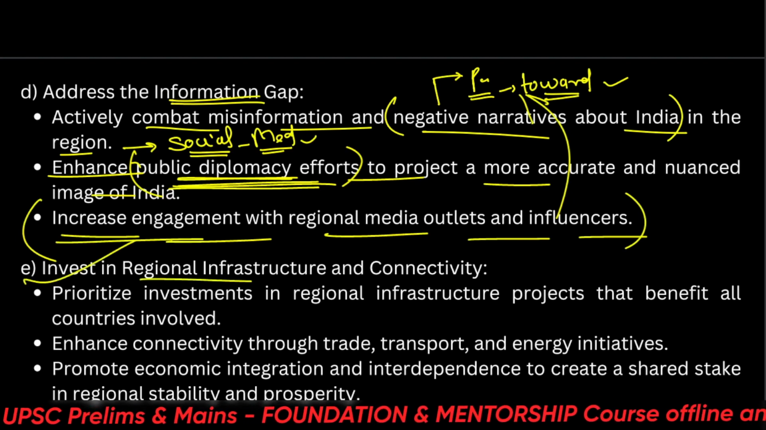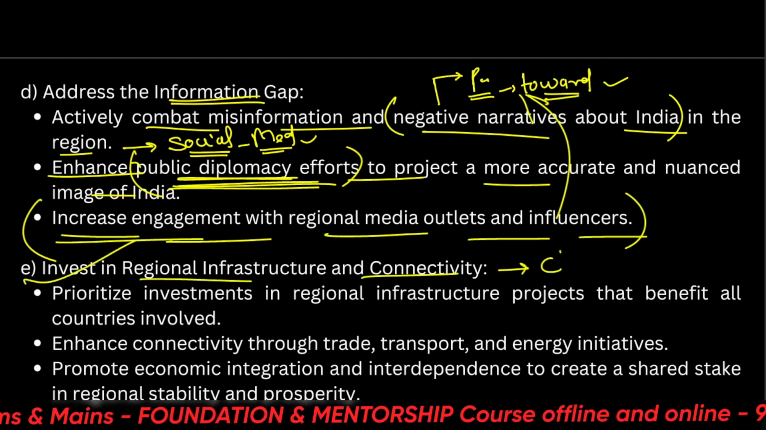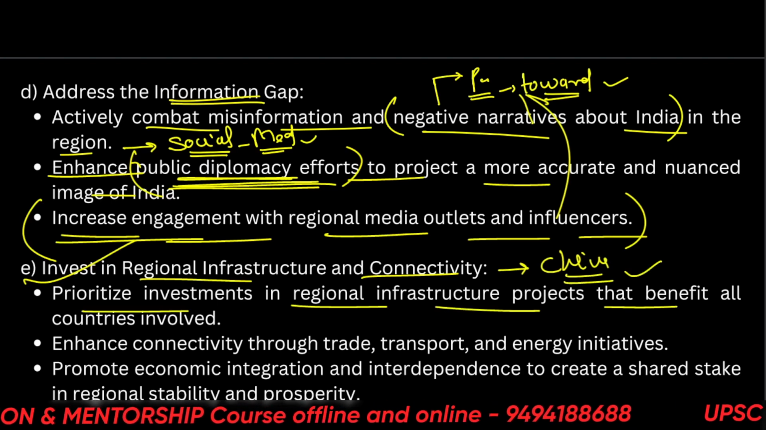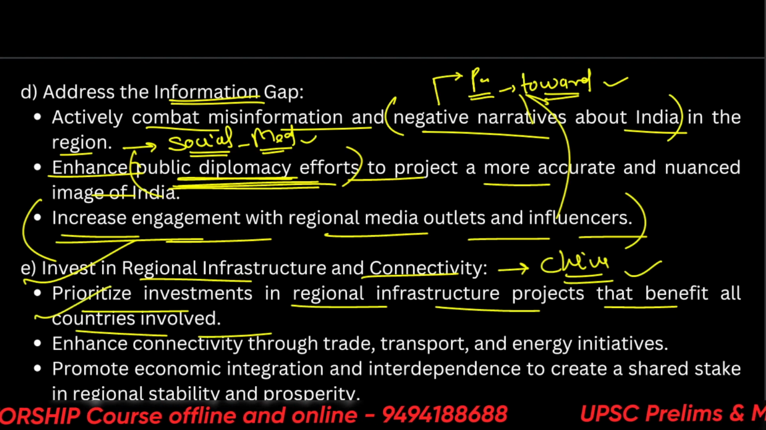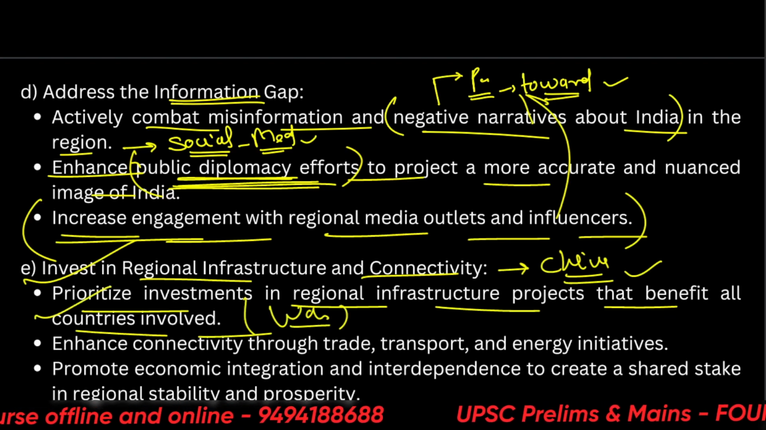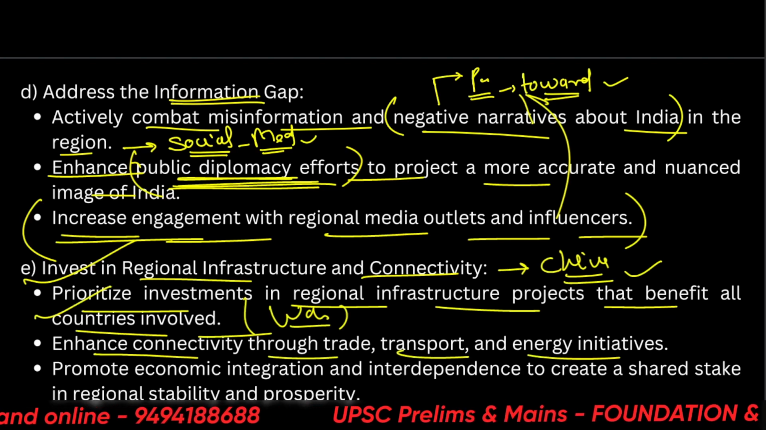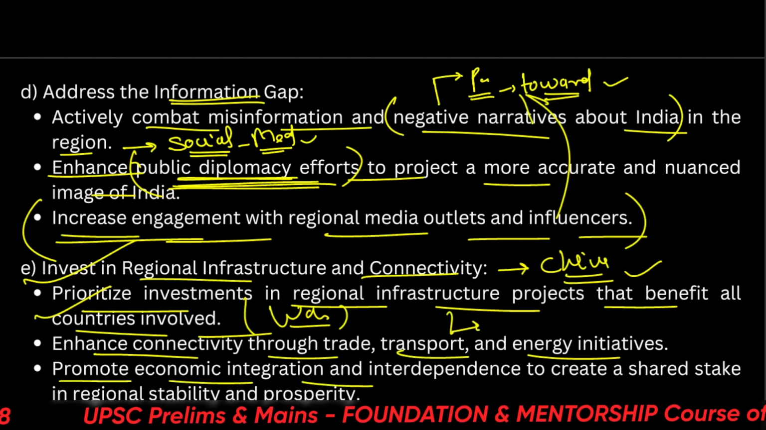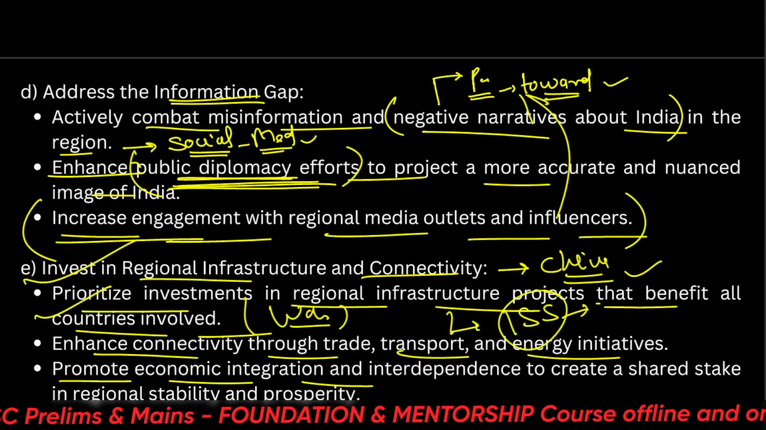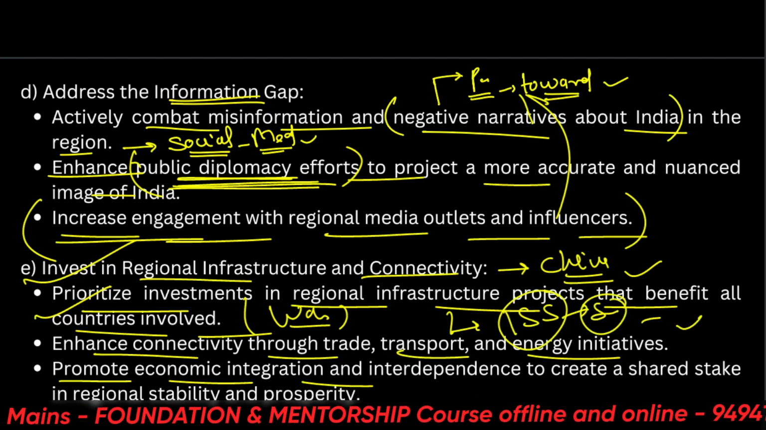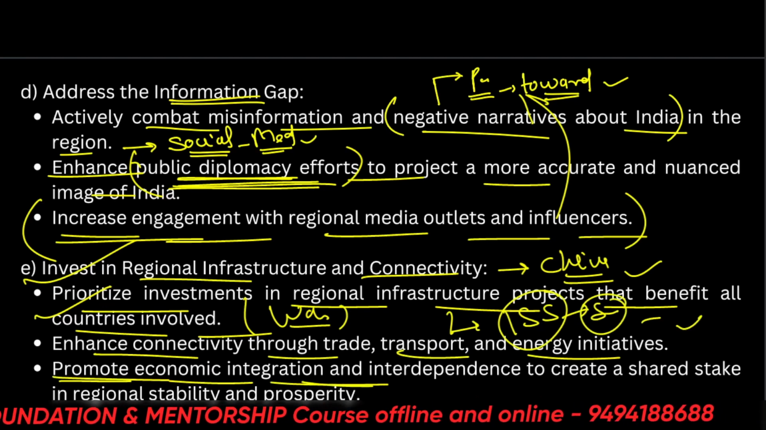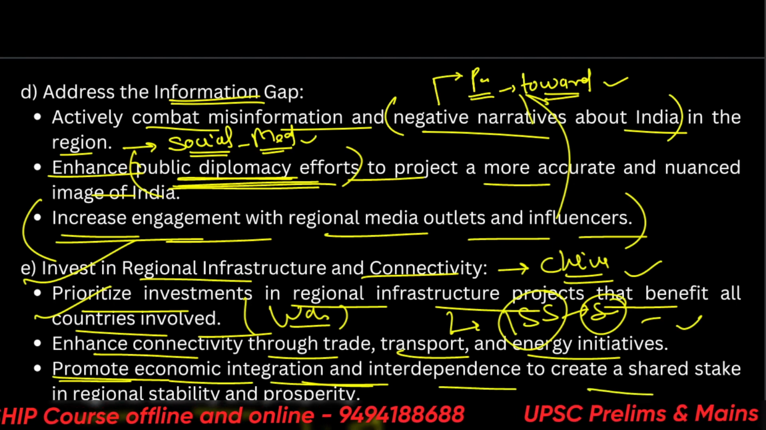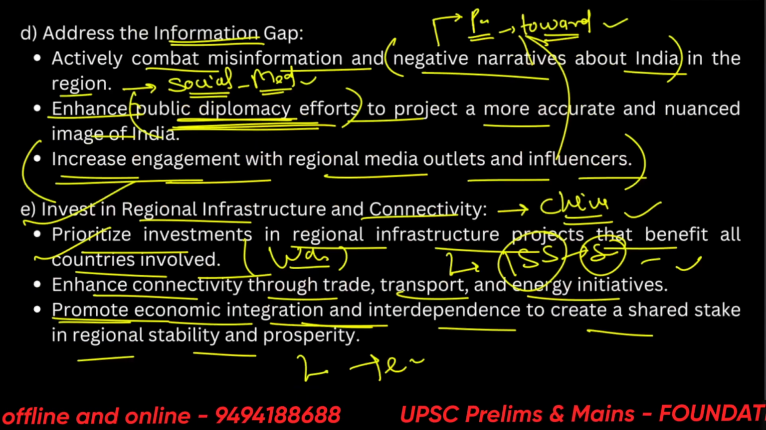Invest in regional infrastructure and connectivity. Just, let's say, we are copying China here. Prioritize investment in regional infrastructure projects that benefit all countries involved, let's say waterways, to enhance connectivity through trade, transport, and energy initiatives. Promote economic integration. A good example of this is the ISS. That is in space, but we can create one in water, let's say. Promote economic integration and interdependence to create a shared stake in regional stability and prosperity. Basically teamwork. Let's do something together.